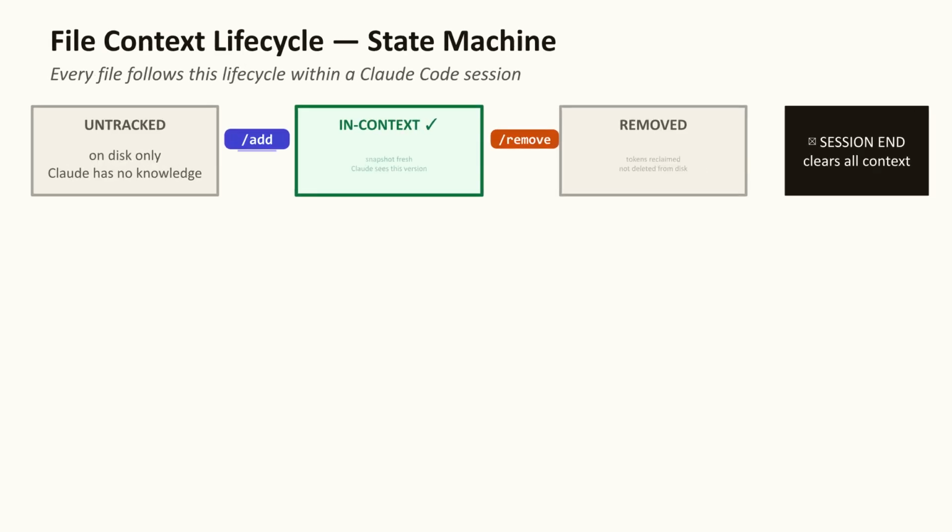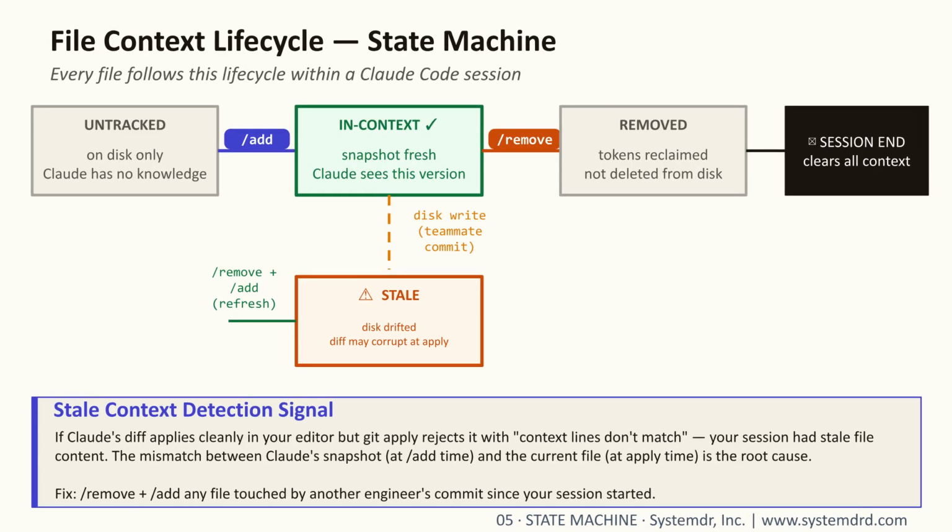The file context lifecycle defines 4 states: untracked, in context, stale, and removed. Files become stale if modified on disk after being added. If a diff applies cleanly in your editor but git apply fails with a "context lines don't match" error, your snapshot is stale. Fix this by manually running /remove, followed by /add to refresh the snapshot.